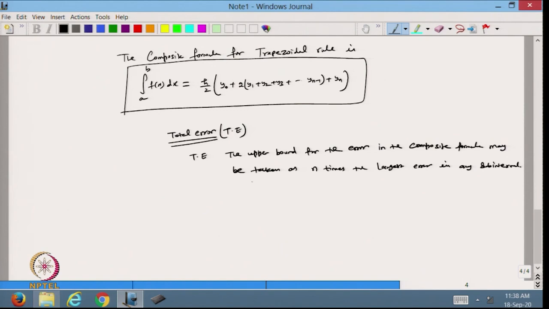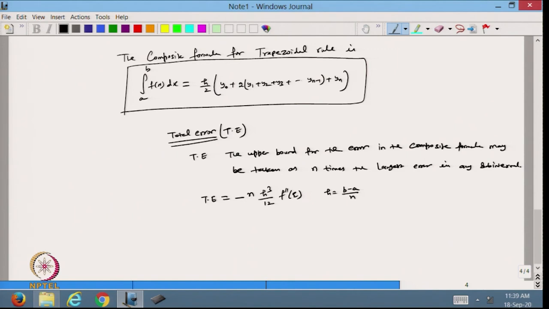So if you see from here, I can write then, the total error will be minus n times. So this is n times I am writing, otherwise it is, I know that this is equal to h cube by 12 f double dash xi, where n is equal to, so h will be (b minus a) by n.